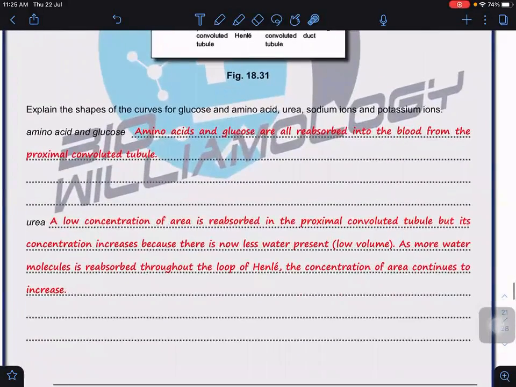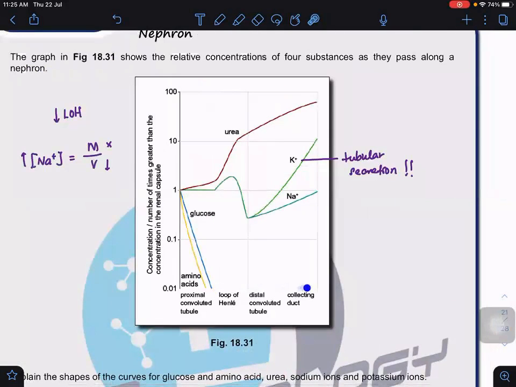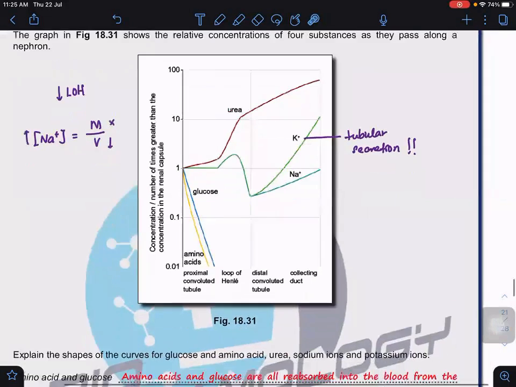Quick one. Amino acid and glucose are all reabsorbed back into the blood from the PCT. Therefore, after this, you won't be able to see any trace of the glucose and amino acid.